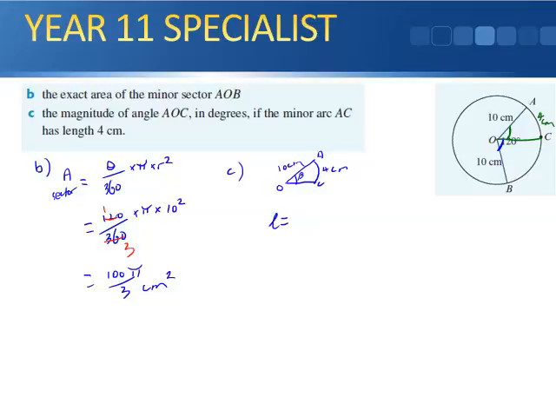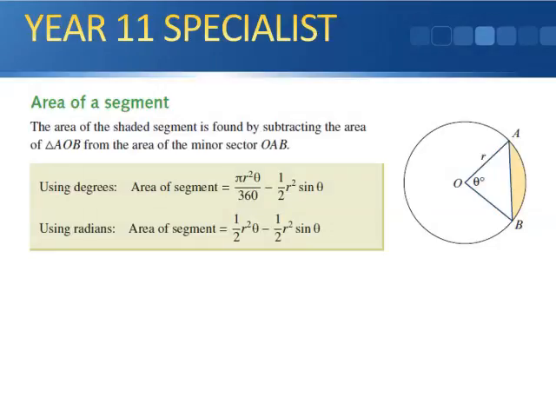So I'm going to use the rule L equals, again, pi r theta divided by 180 degrees. So theta will be 180 times L divided by pi r. So I've got 180 times the length of the arc, which is 4, divided by pi, radius is 10, and when I work this out I get theta equal 22.92 degrees. Area of a segment. Now the area of a segment is between the chord and the arc length, so this part over here, again in degrees and in radians.